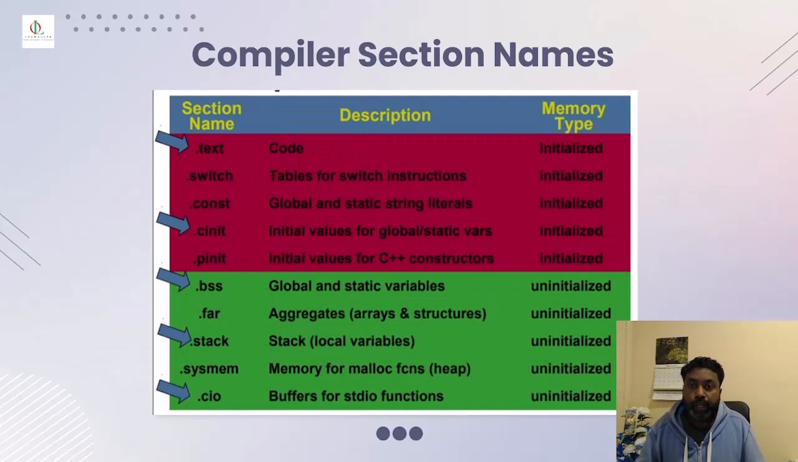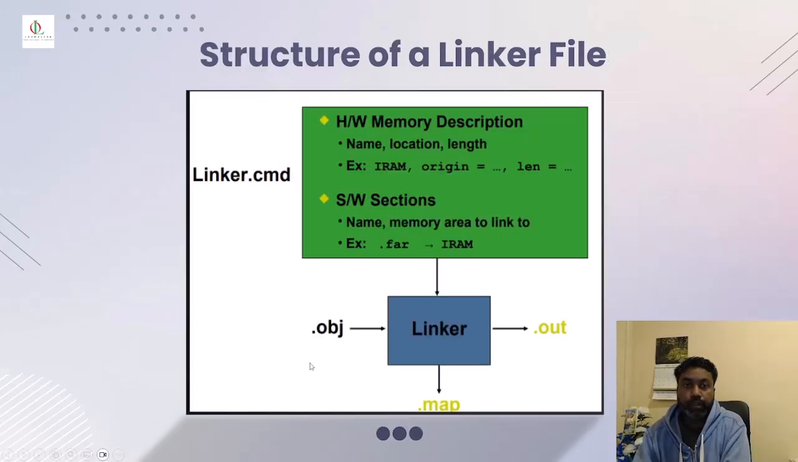Then we talk about the compiler section names. As we already know a few section names, .text is code, .switch, .const, .cinit is for global or static variables, .pinit. These are all memory types that have to be initialized. There are also uninitialized memory types, for instance, the global static variable .bss, and .stack. The local variables don't have to be initialized. You can directly assign to them. That's what uninitialized means, whereas for these other ones, you have to initialize first and then assign values. So this is about the compiler section names.